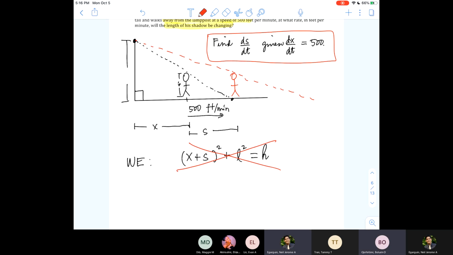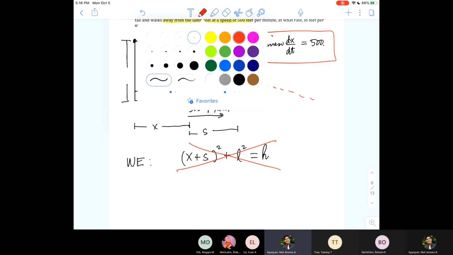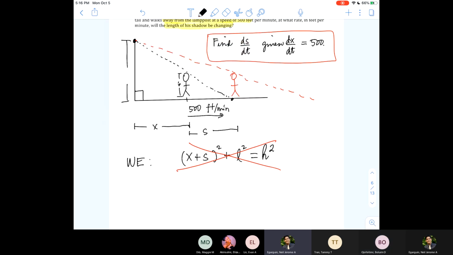So I was gonna ask how you got that equation, but I guess you just said it's wrong. So yeah, basically here, it's the Pythagorean theorem. It's the base squared, which is x plus s, quantity squared, plus the length of the lamppost equals the hypotenuse.